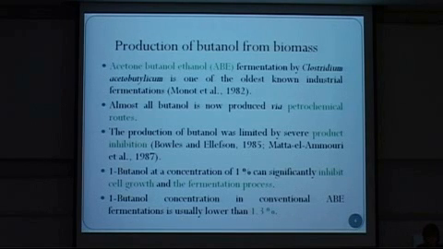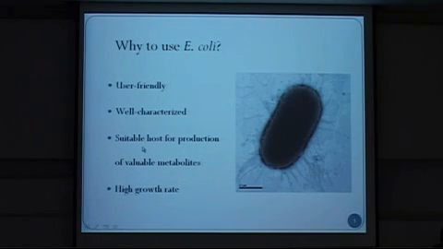So what we are going to do is try to find a user-friendly microorganism and use it for producing butanol. First, we have tried to make it tolerant to the product. We are using Escherichia coli as a model. It is a user-friendly microorganism, it has been well characterized, and it is suitable for producing valuable metabolites. It also has a high growth rate; E. coli grows faster than Clostridium acetobutylicum.